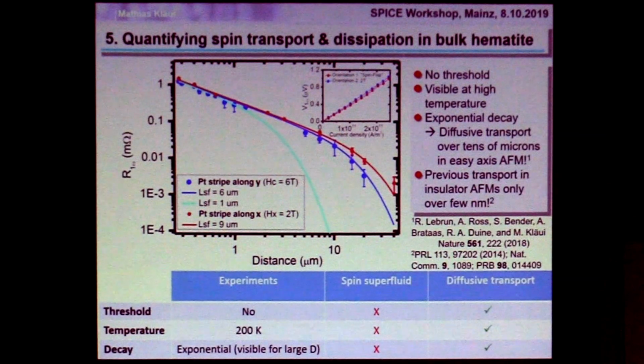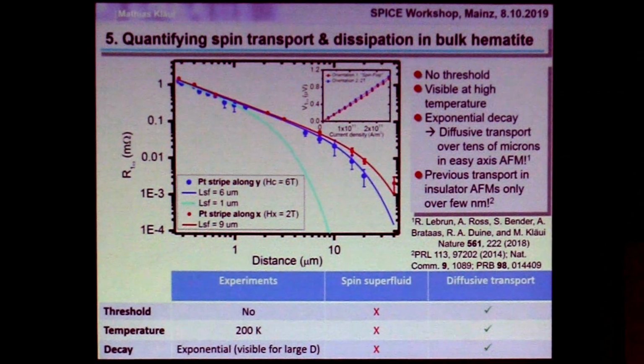First, the type of transport. Indeed, we have no threshold. We have relatively high temperature and then exponential decay, which means it's diffusive transport. So there's nothing special a priori about our transport. It's not superfluid.